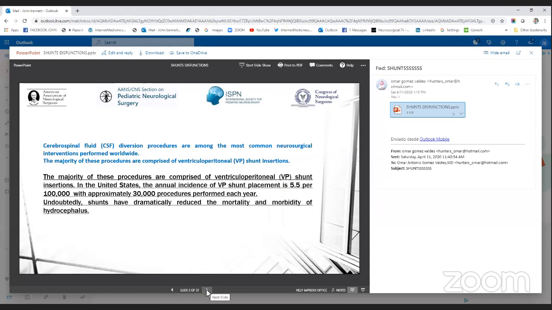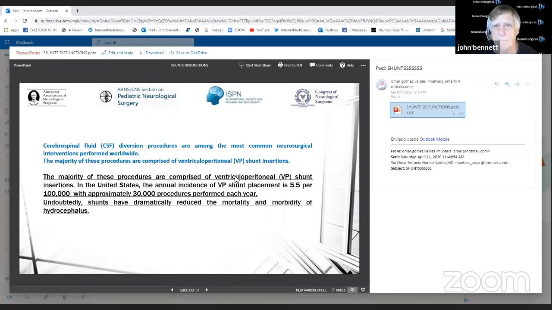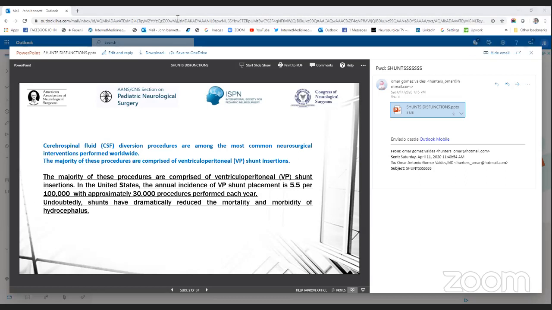As we know, there are a lot of diversion procedures, among the most common neurosurgical interventions around the world. The majority of these procedures are ventriculoperitoneal shunt insertions, as we have a lot of patients with hydrocephalus. In the United States, the annual incidence of ventriculoperitoneal shunt placement is about 5 per 100,000, with almost 30,000 procedures performed each year. That's why it is very important to talk about it. So next, please.